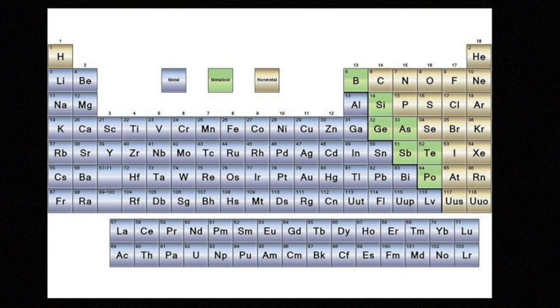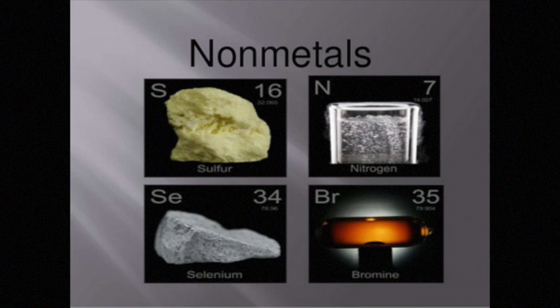Elements to the right of the staircase are called nonmetals. They are brittle in their solid form, dull, poor conductors of heat and electricity, and have much lower melting and boiling points than metals. This is why many nonmetals are gases at room temperature.